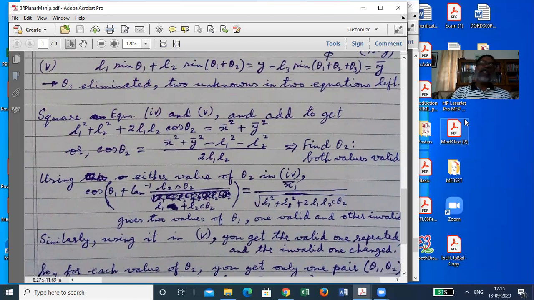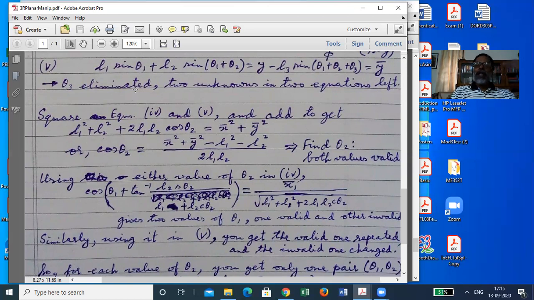Now if in the beginning itself you had used the theta 2 value not in equation 4, the cosine equation, but in equation 5, the sine equation, then also you would get two values, because sine of an angle given will mean that the angle can be something or pi minus something. So both values would be fine. Now one of these would be valid and the other is invalid.